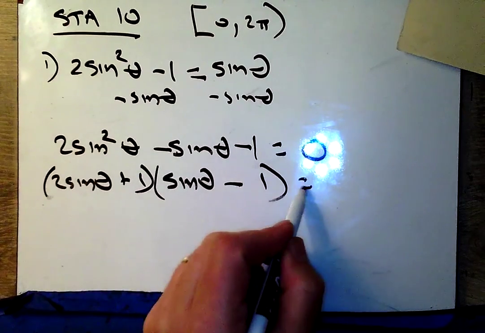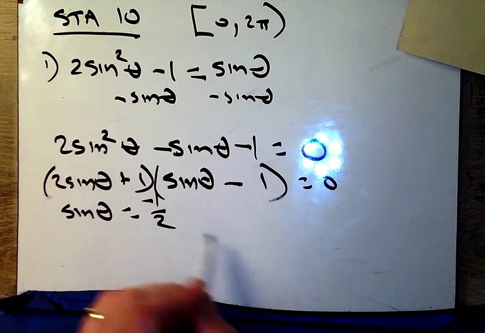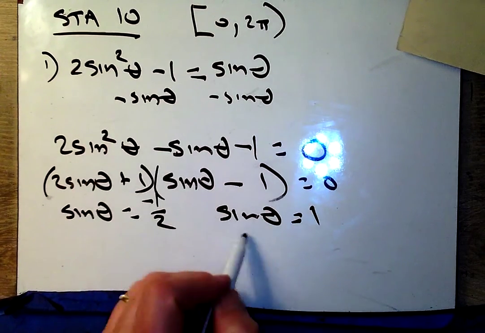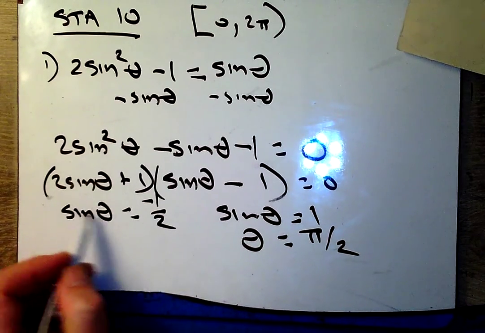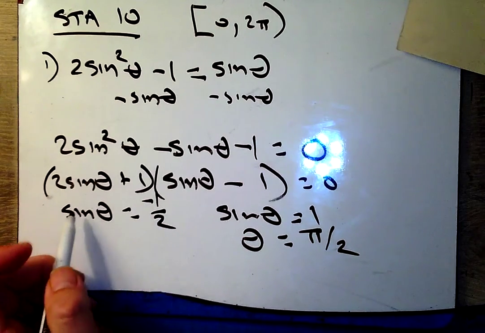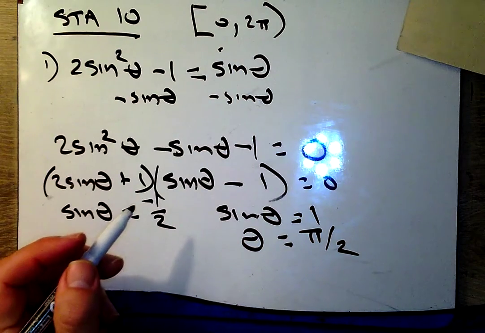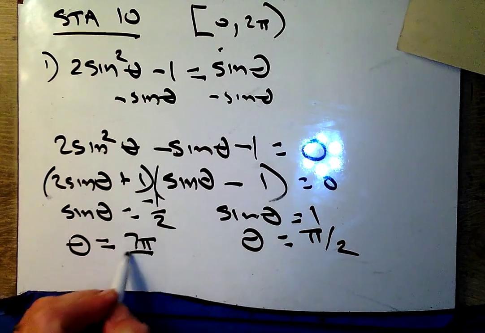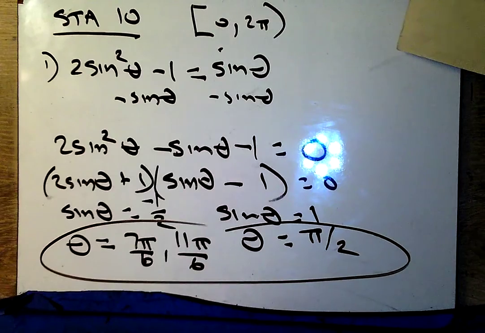So I'm going to set each of these factors equal to 0, and I'm going to get sine equals negative 1/2, and sine equals 1. Well, we know that sine equals 1 when theta is pi over 2, and we know that sine equals negative 1/2. Well, it's true, negative pi over 6 is a place where sine is negative 1/2, but we have to be within 0 to 2 pi. And so my answers here are going to be 7 pi over 6 and 11 pi over 6. So we get these 3 solutions.